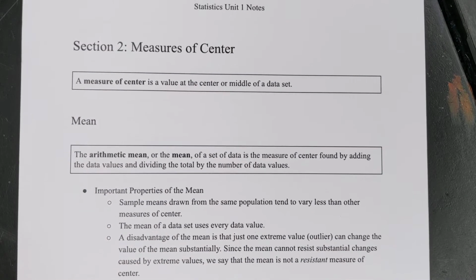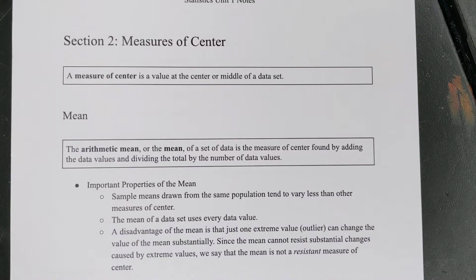Section 2 is actually where the information begins. Up there we've got the definition: a measure of center is a value at the center or the middle of a data set. So mean is one of these, and median is one of these as well. The first one we'll talk about is the mean.